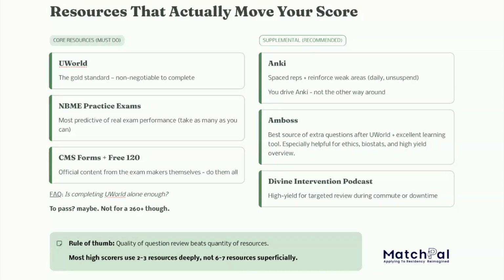So if you're dealing with a short dedicated period, if you're dealing with a time crunch or you're working slowly in the beginning and you don't have time to do that other stuff, this is the must do, okay? Especially the NBME and CMS forms in addition to UWorld. And the reason why we recommend that instead of something like AMBOSS or some other question bank is that it's material from the exam writer, right?